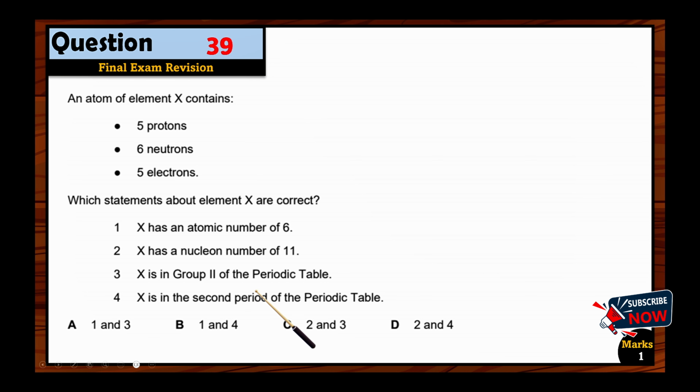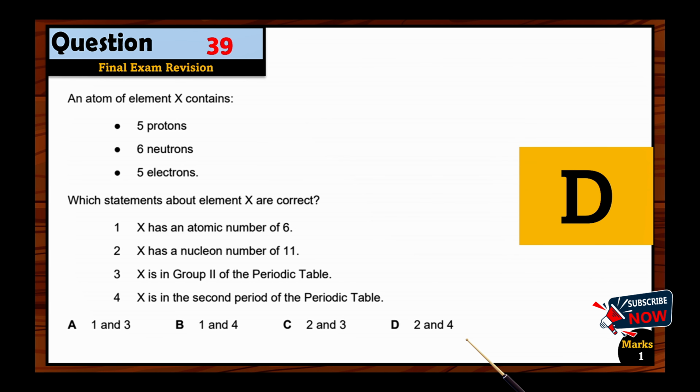X is in the second period of the periodic table. Why the second? Yes, that's right, because if you count, the first shell has 2 electrons and the second shell has 3 electrons. So we have 2 shells in total, and the shell number defines the period number. So it is the second period. So statements 2 and 4 are right. Statements 2 and 4 are option D. So option D is correct.